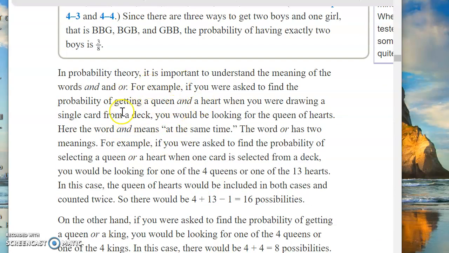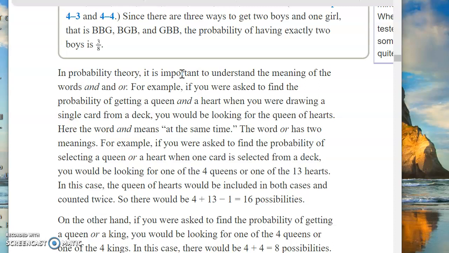All right, now we have a new topic. Now he's trying to parse the language himself here. He's trying to make it more clear. You got to understand that there's a big difference between the words and and or. Let's take the word and as an example. If you said, what's the probability of getting a queen and a heart, the requirements are it has to be a queen and it has to be a heart. It means kind of at the same time, or both of these requirements are met.